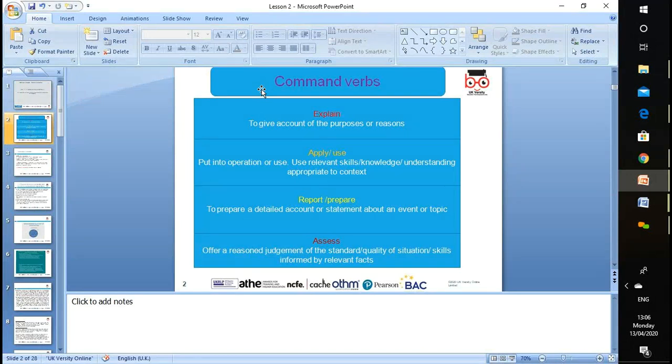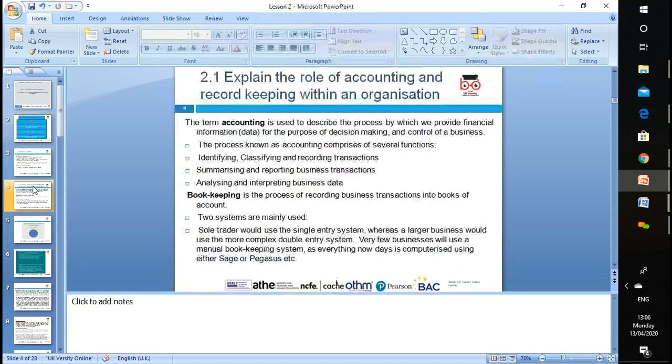First of all, what command words do we have? We have 3 major command words to address these 4 assessment criteria. Explain: to give an account of the purposes or reasons. Apply and use: put in operation, are used, and reports are prepared. Prepare: detailed accounts and statements, which we'll go through in today's lesson.